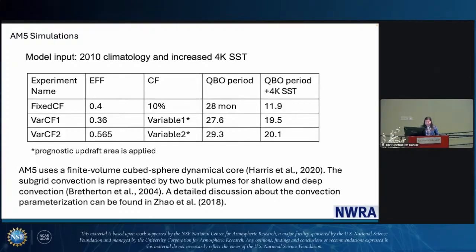At the bottom, we have a description of the convective parameterization scheme that we used in this model. It uses a finite volume cubed-sphere dynamical core, and the subgrid convection is represented by two bulk plumes for shallow and deep convection. A detailed discussion about the convection parameterization scheme can be found in Zhao et al. 2018.